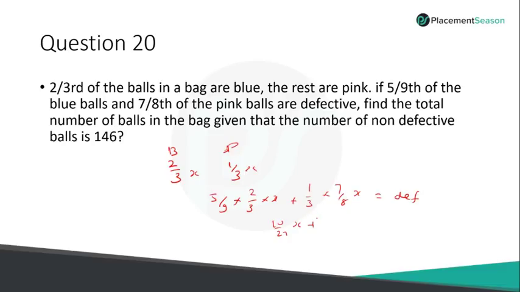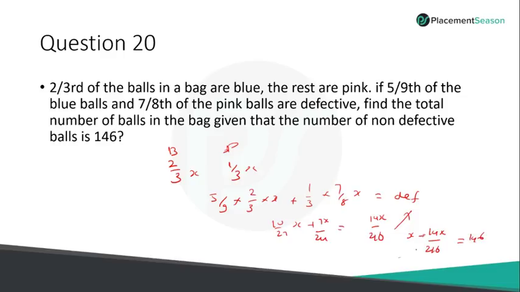by 24. So if you simplify the equation, you will get the answer as 14x by 216. This is the defective. And to find the total number of balls in the bag, the non-defective are, with the total number x, you can keep it x minus 14x by 216 equal to 146.